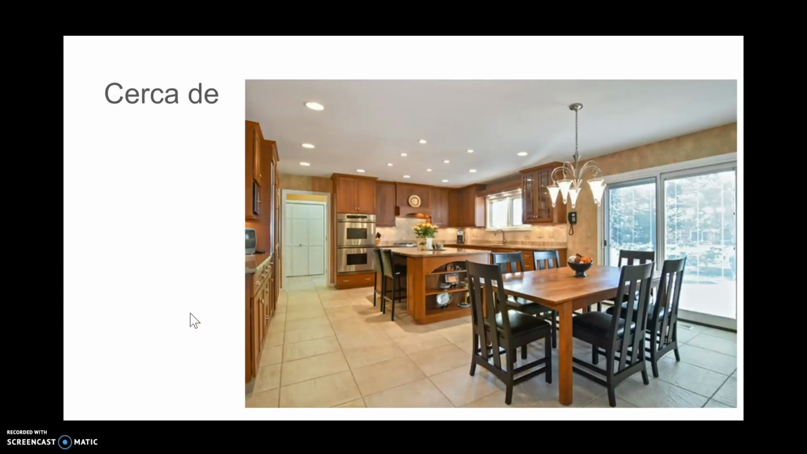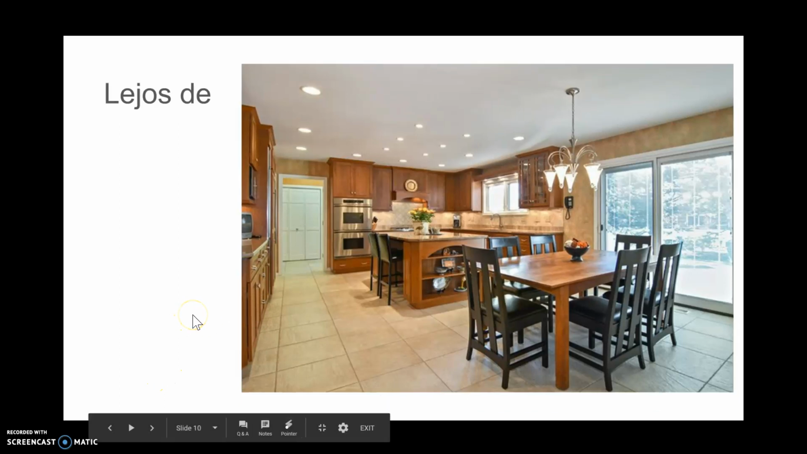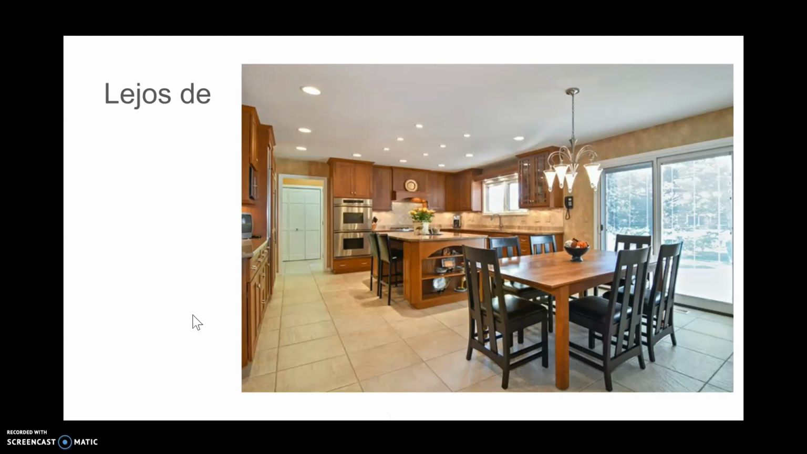Número 8, tenemos cerca de. Blank está cerca del fregadero. Y para número 9 tenemos lejos de. La mesa está lejos del blank.